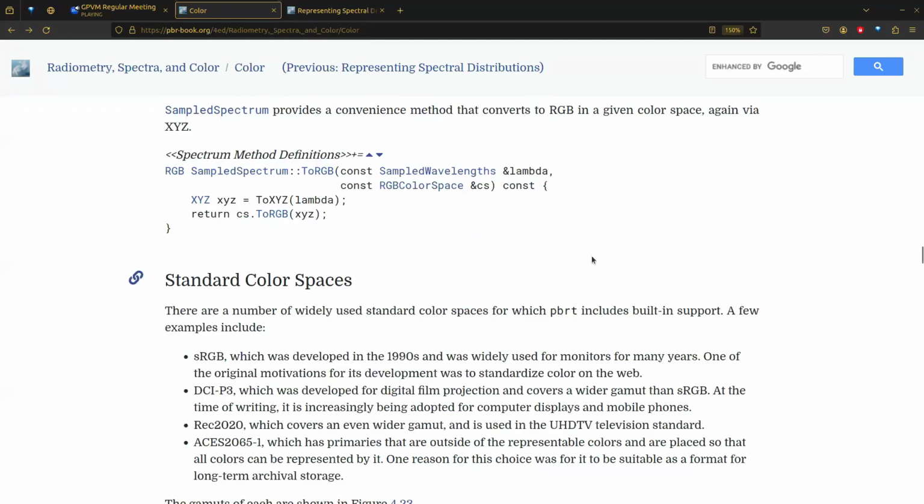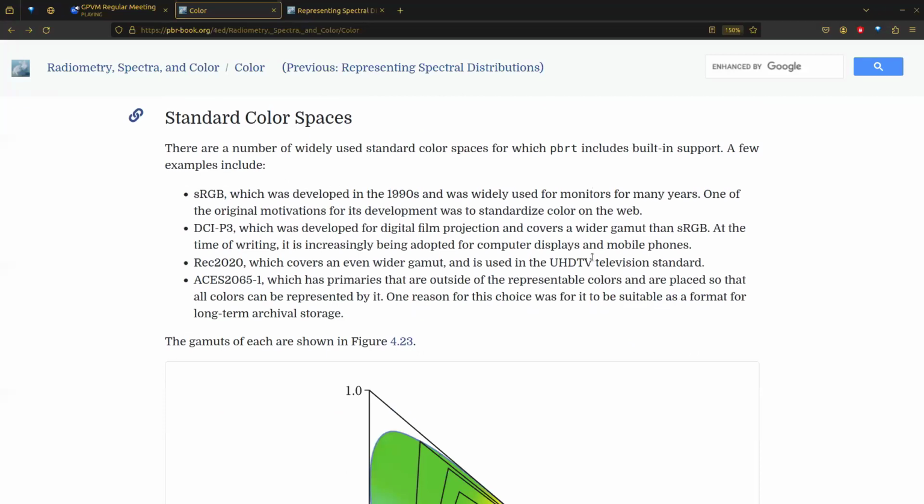Okay. So there are some standard color spaces. There are widely used color standards, for TVs and display devices, things like that. sRGB was developed in the 90s and widely used for monitors for many years. One of the original motivations was to standardize color on the web. DCI-P3 is another color space, developed for film projection, and it covers a wider gamut. It's increasingly adopted for computer displays and mobile phones. Rec 2020 is used in HDTV a lot.